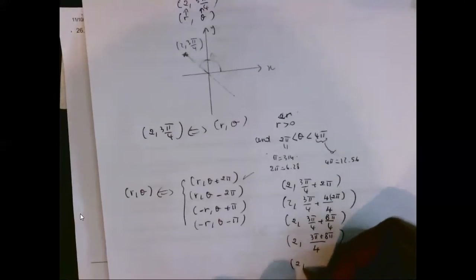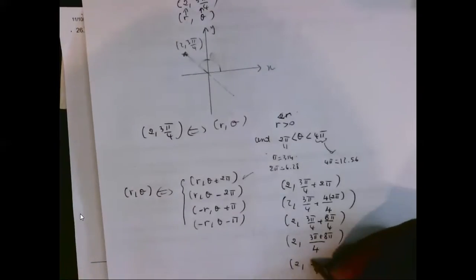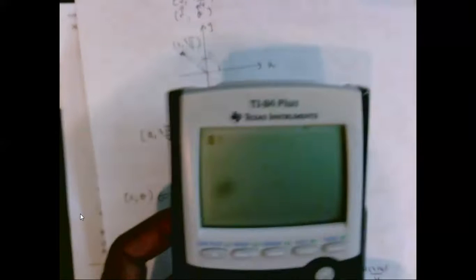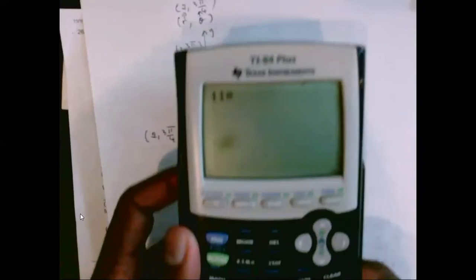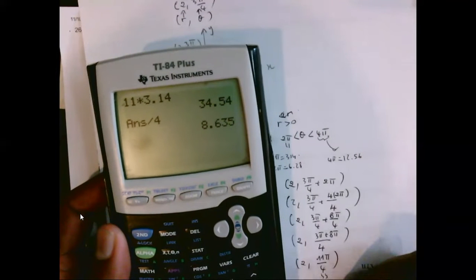So 11 pi over 4, what is that? 11 times 3.14 divided by 4 is about what? It's about 8.63, and 8.63 is between 6.28 and 12.56. So it meets that requirement.